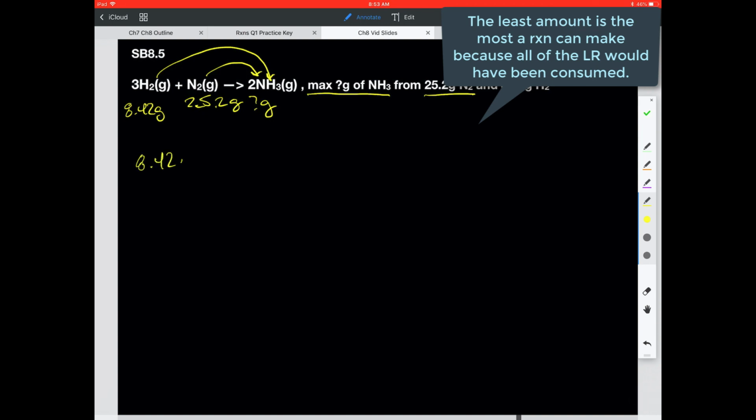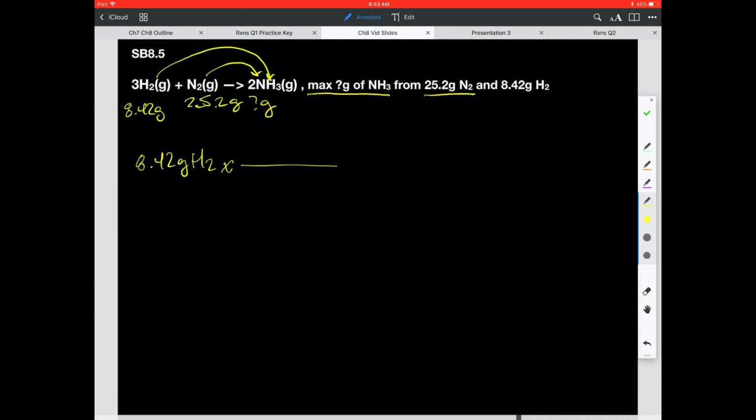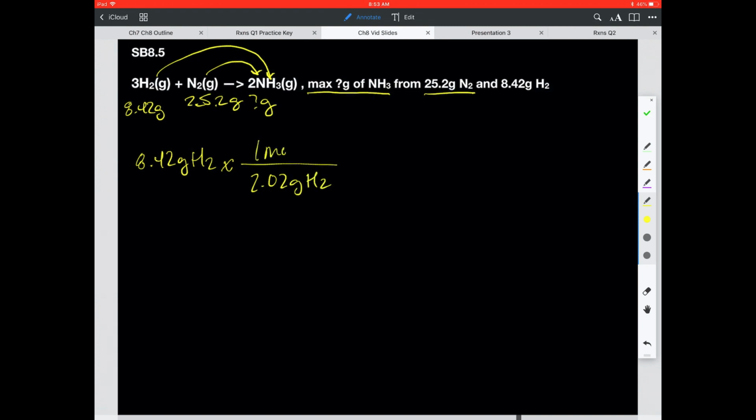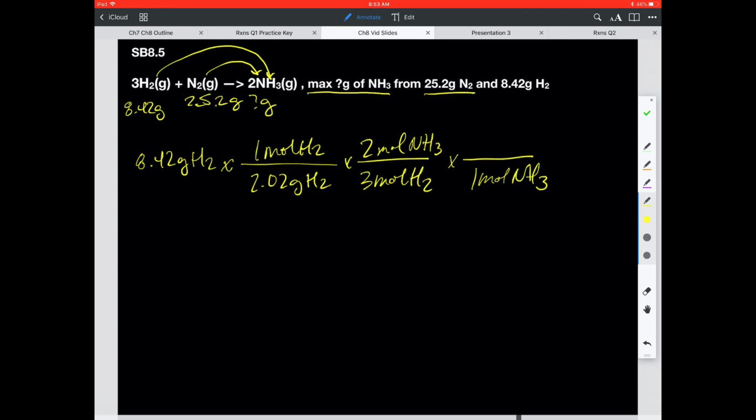So we'll go ahead and start with our 8.42 grams of H2. Step 1 is to convert to what? Right, moles, because now all the math is the same stuff we've already learned. There's no new math here. We just pick up a couple definitions, right? So we know that for every 2.02 grams of H2, we have 1 mole of H2. And we know that for every 3 moles of H2, what's this conversion factor called? Right, this is our mole ratio, 2 moles of NH3, and for every 1 mole of NH3, it is equal to 17.04 grams of NH3.